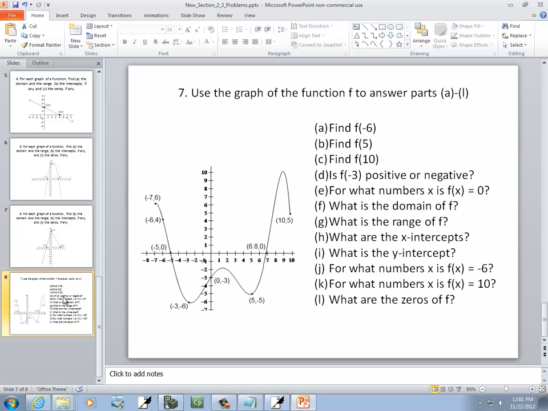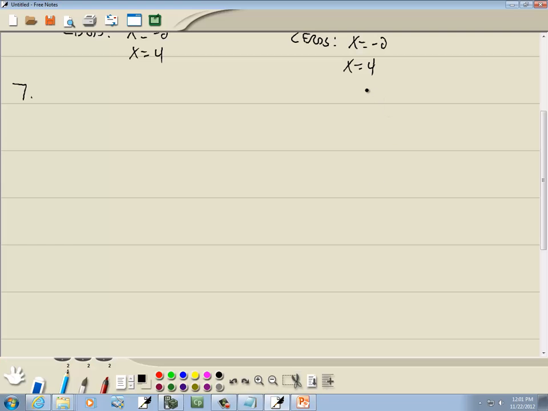Now, number 7 introduces a new idea. So let's talk about it. If you've got f of some number equal to some other number, the number inside the parentheses is going to be your x. And the number on the other side will be your y. That's what a lot of these problems revolve around, is this idea right here. So again, whatever's inside your parentheses is your x, and whatever's on the other side is your y.